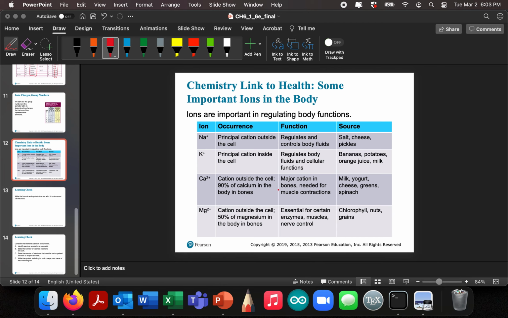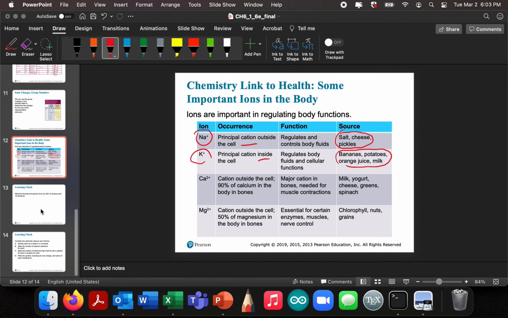Okay, also from your text, here is a table which shows some important cations in your body. Sodium is a principal cation outside the cell. Potassium is the principal cation inside the cell. How do we get sodium? Salt, cheese, pickles, hot dogs, right? Potassium from bananas, potatoes, orange juice, milk. Right, so a couple more examples, calcium and magnesium also.